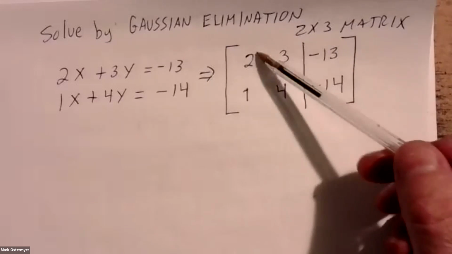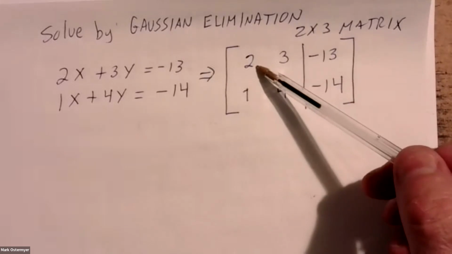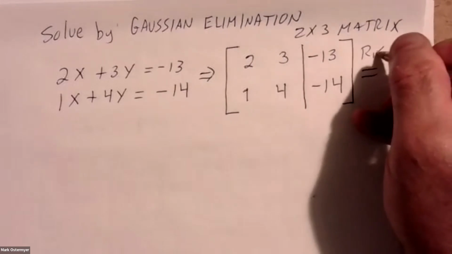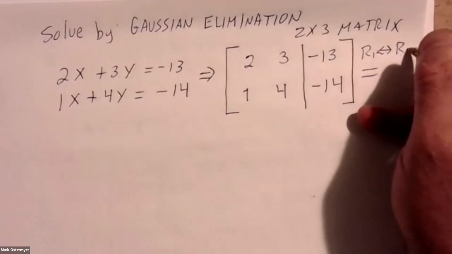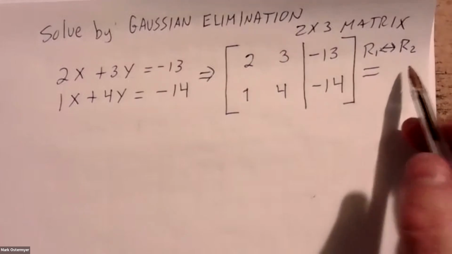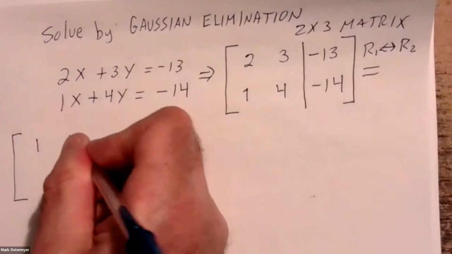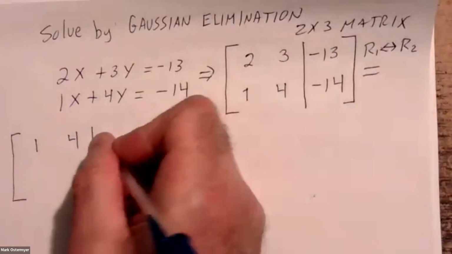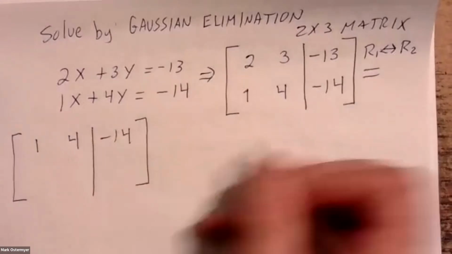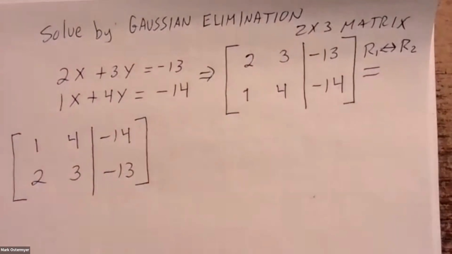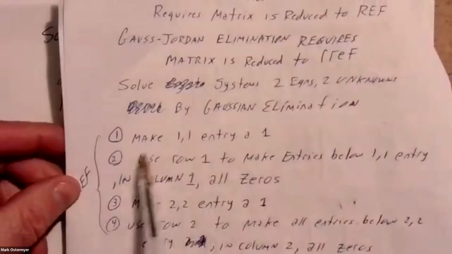Swap the two equations, flip them over. Yeah, let's just interchange rows 1 and 2. Do you agree? And then the 1, 1 entry will be a 1. How easy is that? So therefore, let's interchange rows 1 and 2. This notation is saying that. We're going to interchange rows 1 and 2. And our new equivalent matrix then is going to be 1, 4, vertical line, negative 14. And the second row becomes 2, 3, and negative 13. Good. So the 1, 1 entry now is a 1.